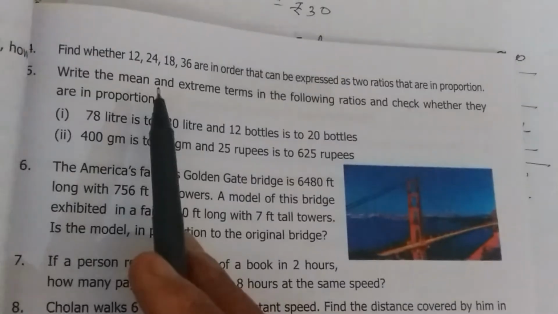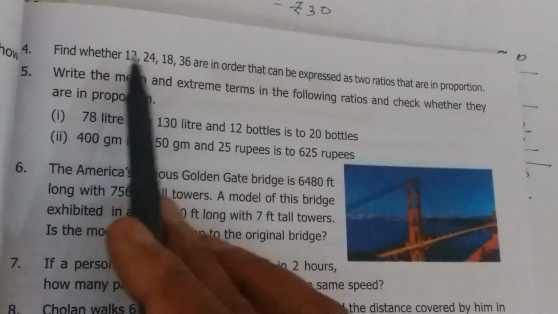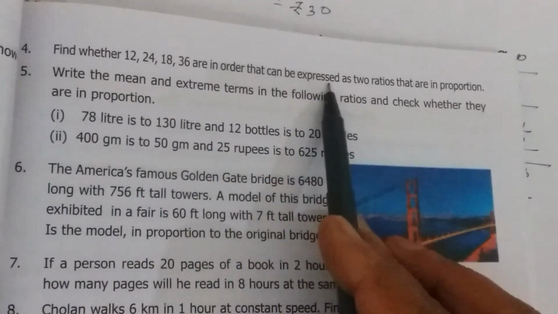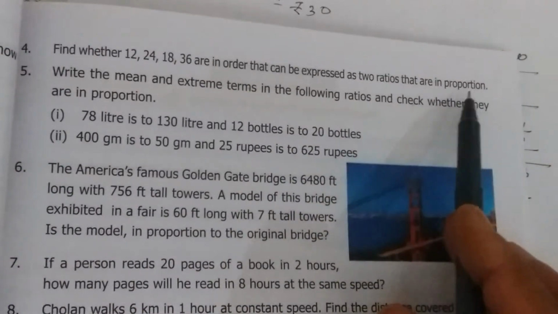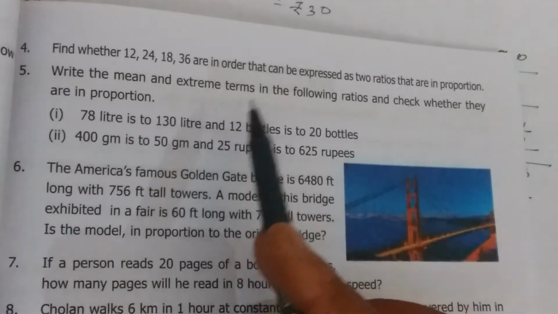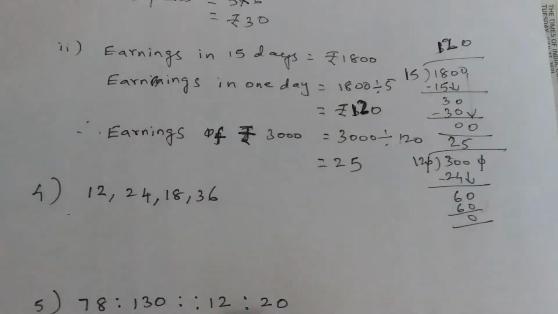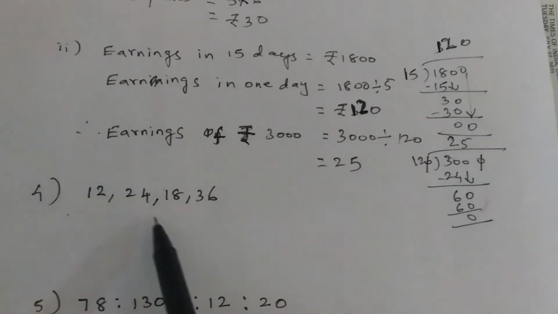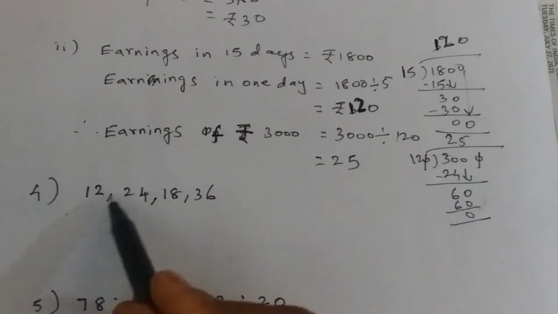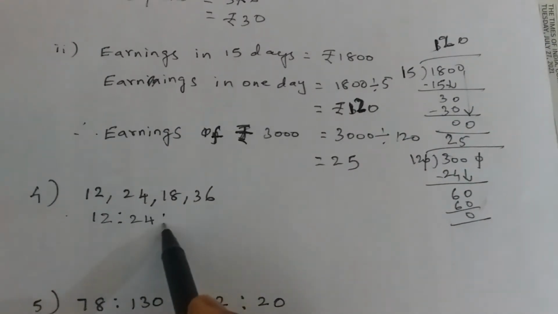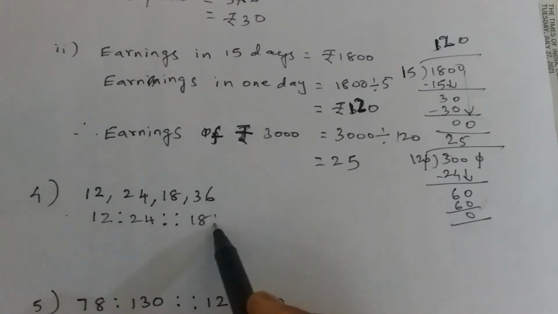Question number 4 is of a different type, children. Just listen. Find whether 12, 24, 18 and 36, in that order, can be expressed as two ratios that are in proportion. We have to check whether these four numbers can form a proportion or not. We know the law of proportionality, which we did in the previous video, that is, the product of the extremes is equal to the product of the means. When you write them as a ratio, it becomes 12 is to 24 as 18 is to 36.